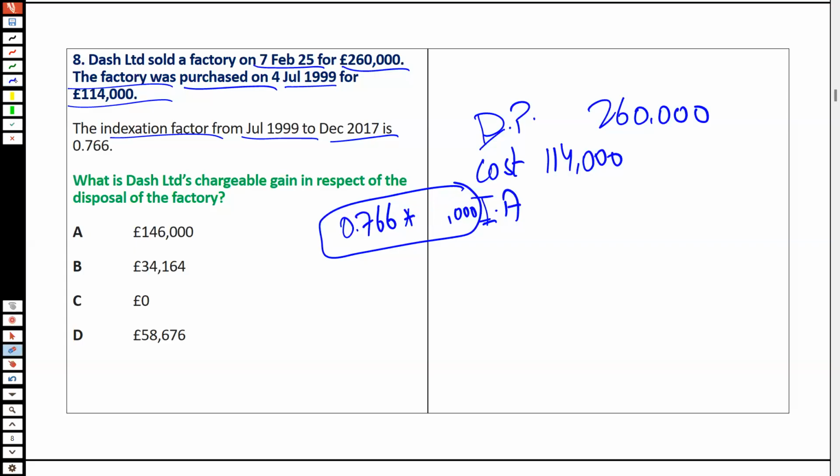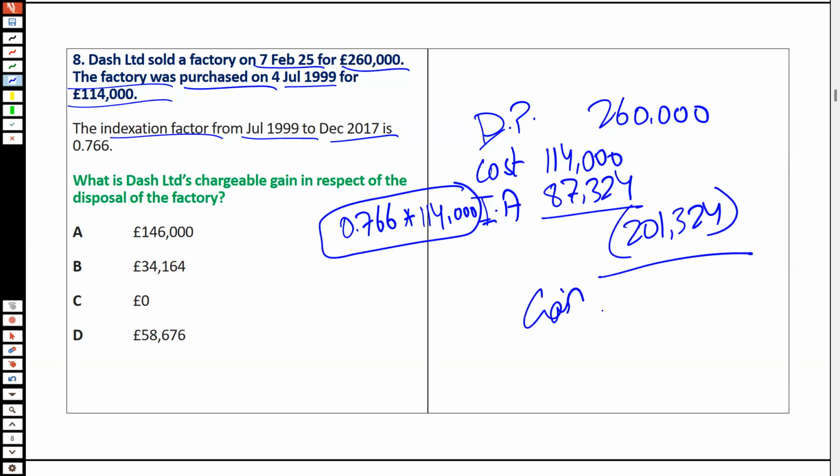Sorry, it should not be 260. It should be 114,000, my bad, because indexation allowance is on cost, not on the proceeds amount. It's 87,324. Indexed cost amount 201,324. Gain amount 58,676.